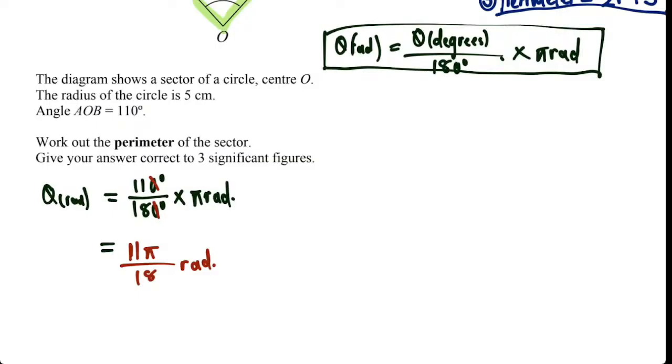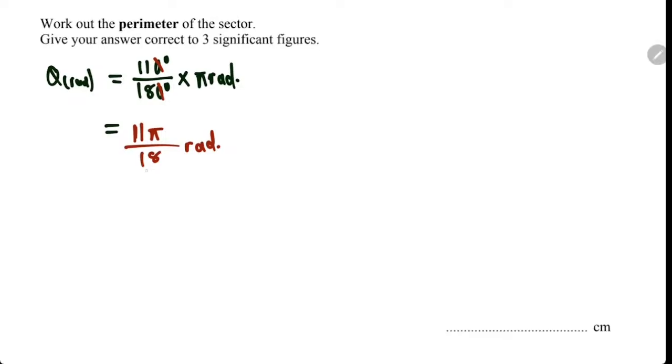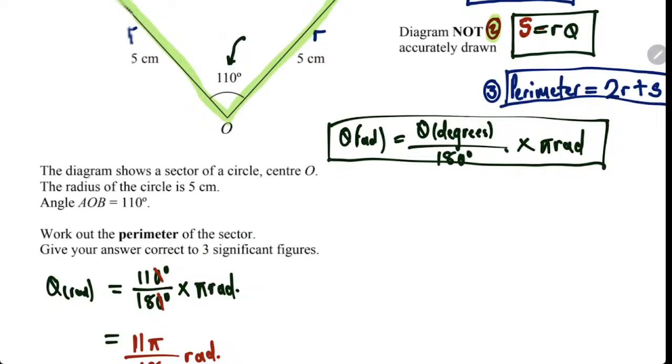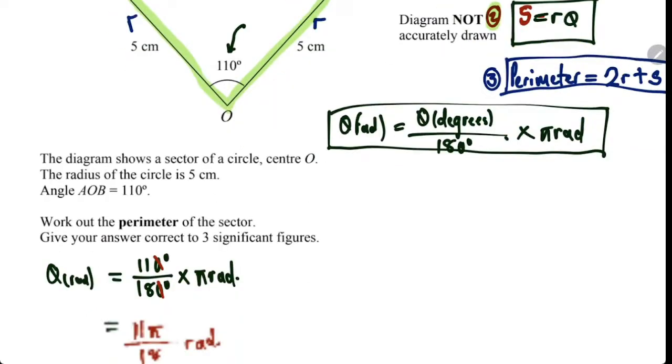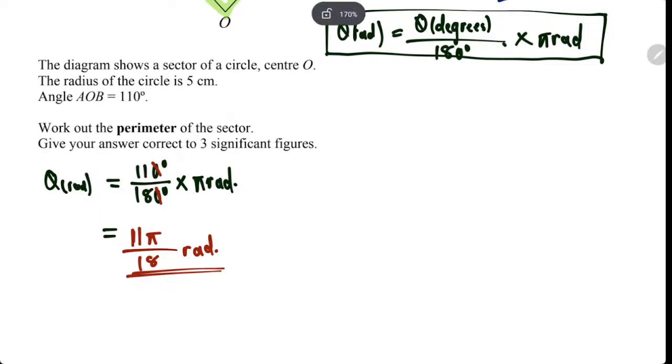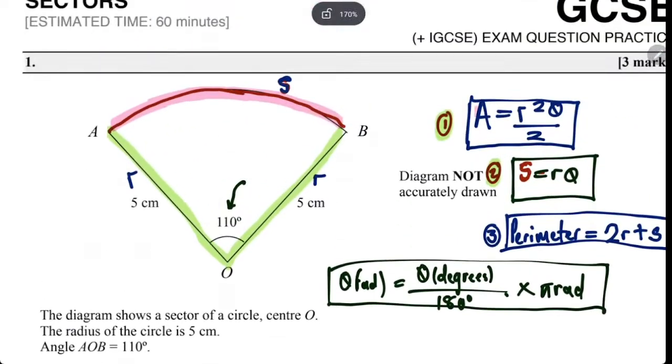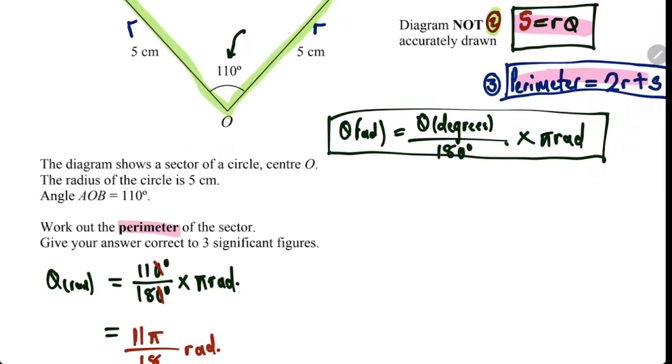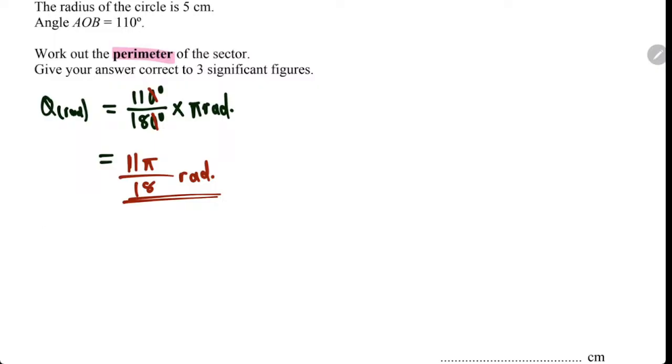Right. Now that we have, you've done very well, students. The first thing you do is convert this theta to rad. Then we start the calculations. We look at what they want and choose from the three formulas: the area, the S, and the perimeter. Well, they want perimeter. So you're going to write perimeter is equal to 2r plus S. That is the perimeter.